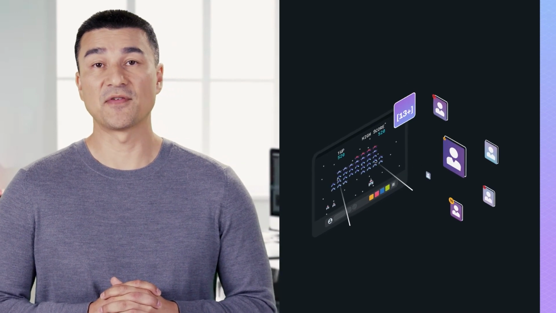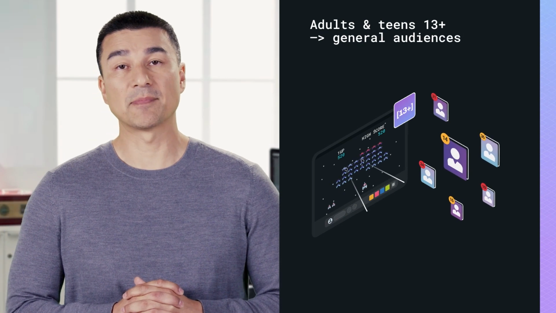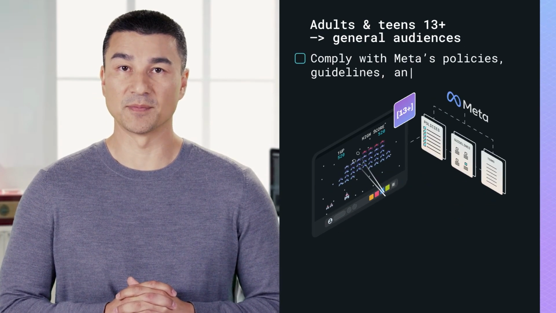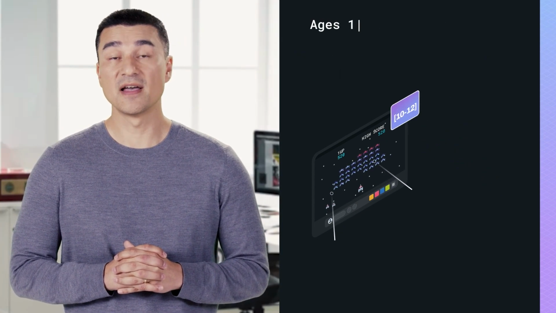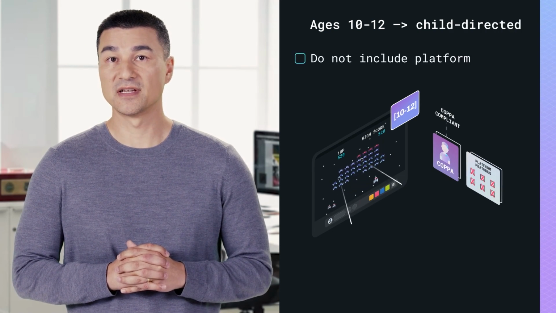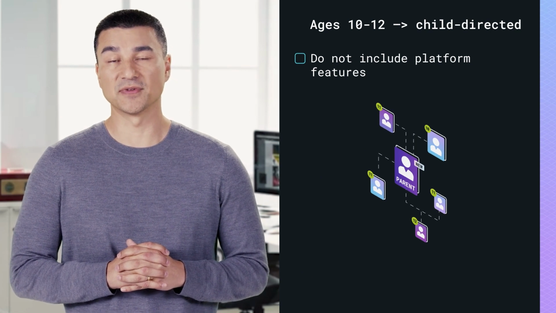If you self-certify that your app is intended primarily for adults or teens aged 13 or older, that means that your app is for general audiences and you must continue to comply with Meta's policies, guidelines, and terms. If you self-certify that your app is intended primarily for users aged 10 to 12, that means your app is child-directed and your experience cannot include platform features. Users in this age group will fall under new parent-managed accounts that we are launching with this release.